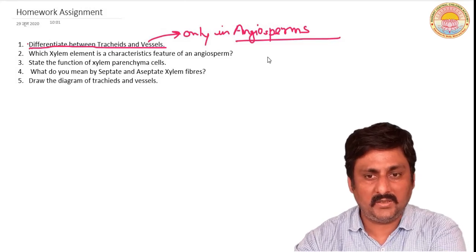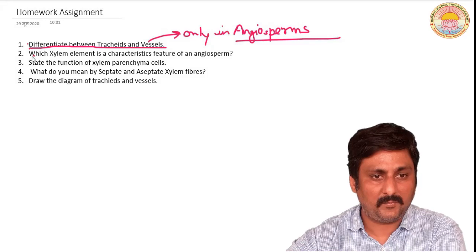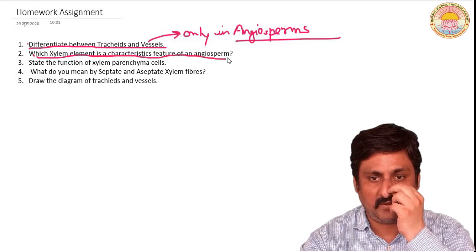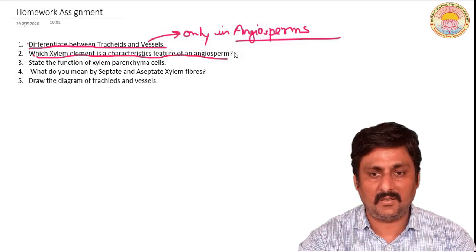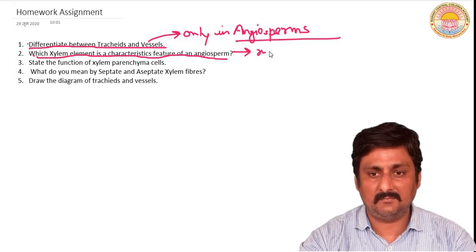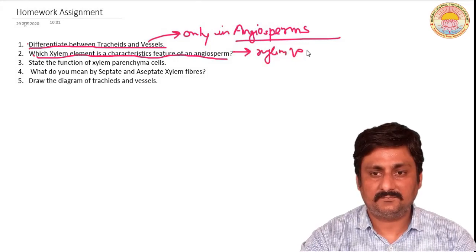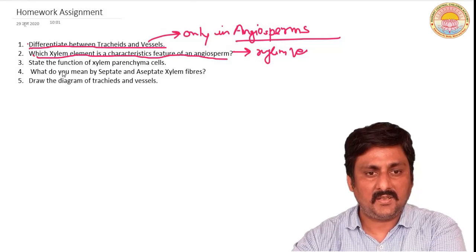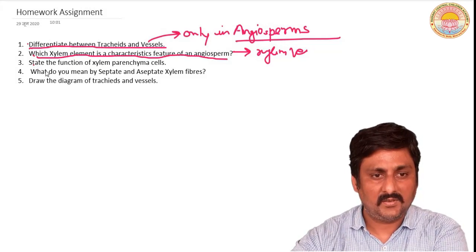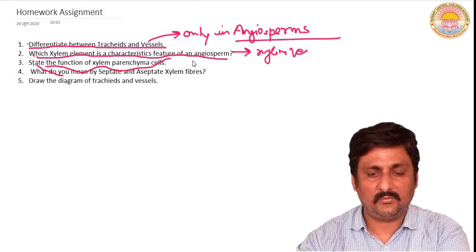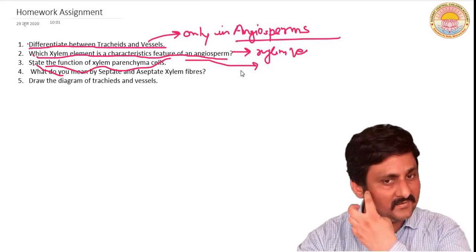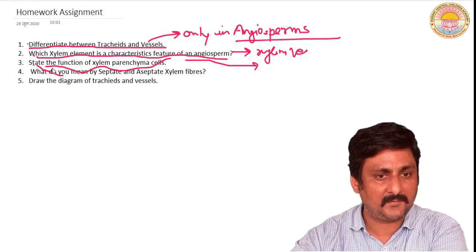Now let us talk about the second topic. Which xylem element is a characteristic feature of angiosperm? So already I have answered this question, that is xylem vessel. The third question: state the function of xylem parenchyma cells. So xylem parenchyma cells usually store food, they store tannins and various other substances.